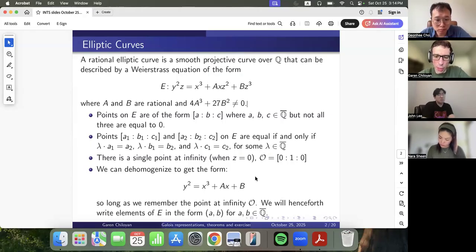So just so that you have it in the back of your mind, there's nothing wrong with writing it this way. And from now on, we will forget square brackets. We will write round brackets. Points on the elliptic curve E will be of the form (a, b), where a and b are in the algebraic closure of Q satisfying y squared equals x cubed plus capital A x plus capital B.